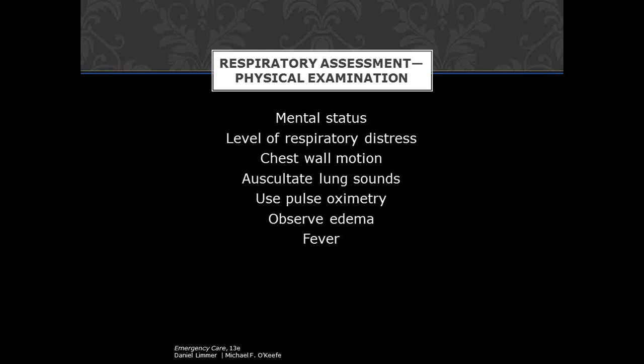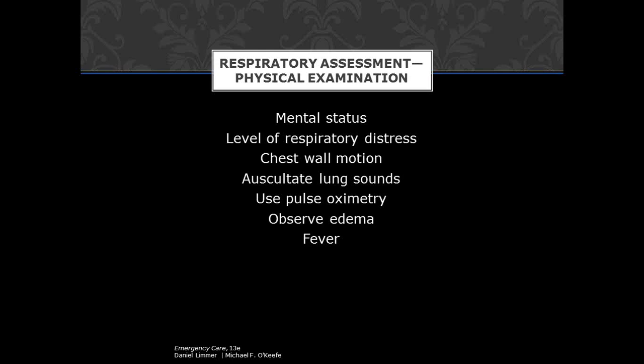We also want to determine their level of respiratory distress. Okay, and I think the best way to do this is ask my patient, and that's using that OPQRST. And I ask them on a scale of 0 being no respiratory distress and 10 being the worst kind of respiratory distress you can imagine. How would you rate this?